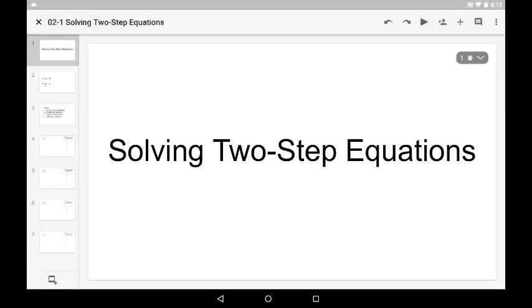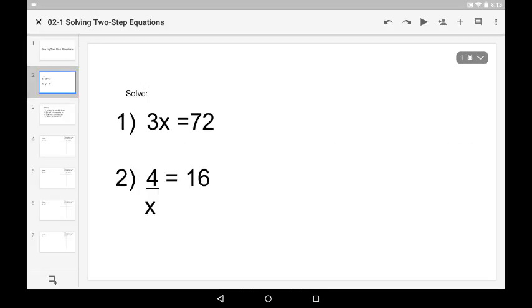So this is a lesson on solving two-step equations. It's kind of like the one from yesterday, but now each equation has two steps to solve it instead of just one. Before we begin, I would like you to try to solve these one-step equations from yesterday. Just take a minute and answer those.